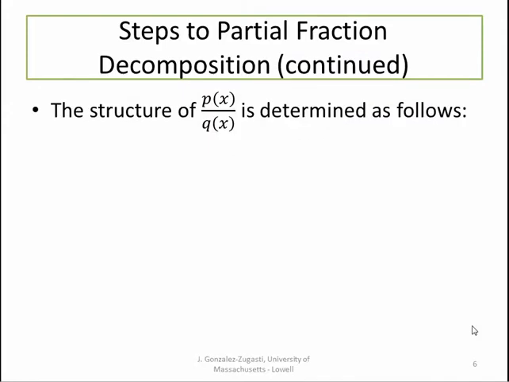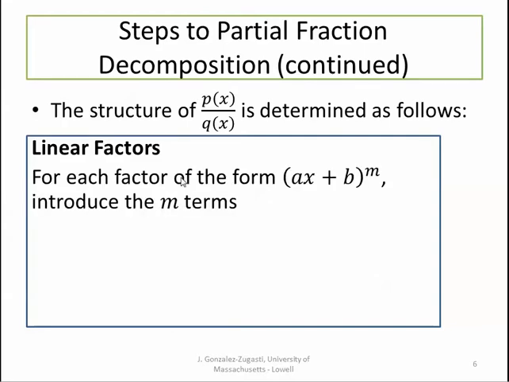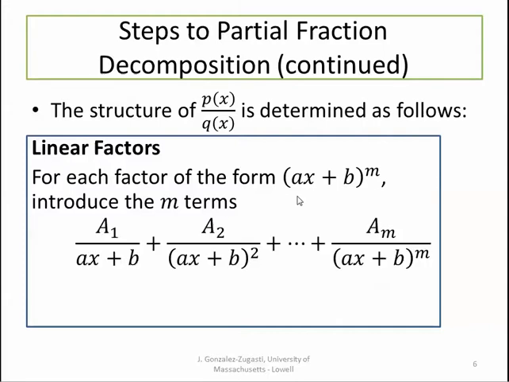Then we're going to write p of x over q of x as a sum of other rational functions by doing the following. For all the linear factors of q of x, so the ones that are of the form (ax plus b) raised to a power, we're going to introduce m terms that look like this. On the top are constants, and they're all distinct. And on the bottom, watch what happens. We have ax plus b, then we increase the power by 1, and we keep doing so until we have m powers here. So we're going to end up with m terms.